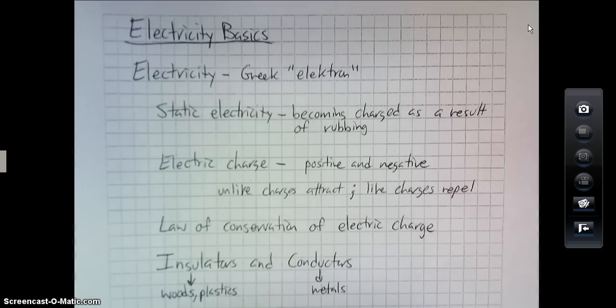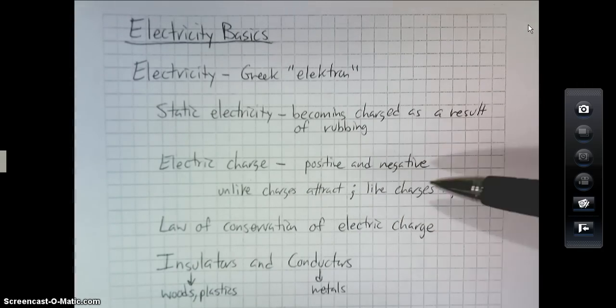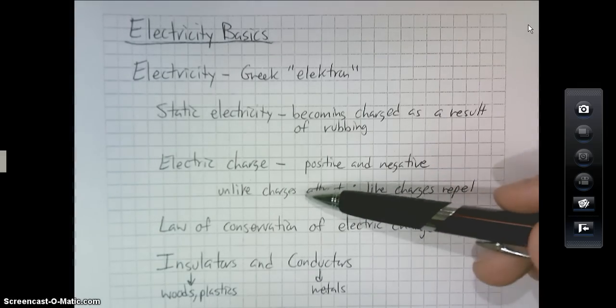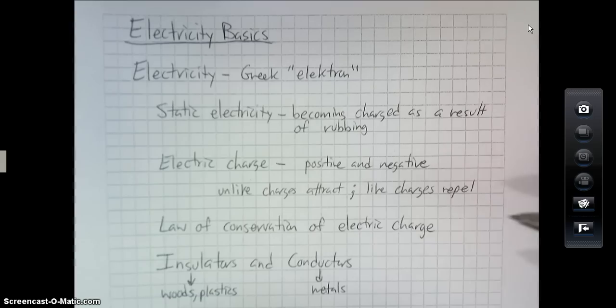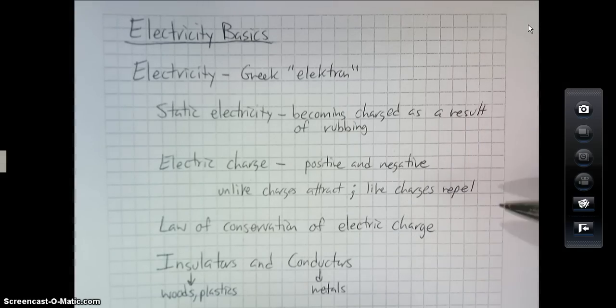Okay, so just so you're aware, electrical charges can either be positive or negative. And just like most other things, unlike charges attract, so a positive and a negative will attract. Like charges repel, so two positive or two negative charges will repel each other.